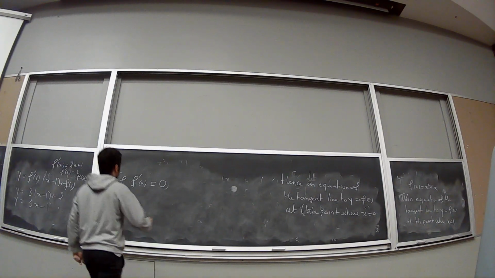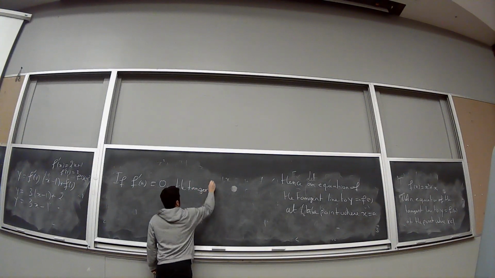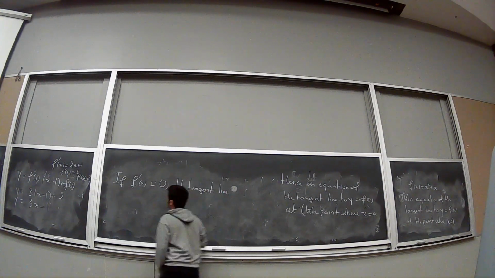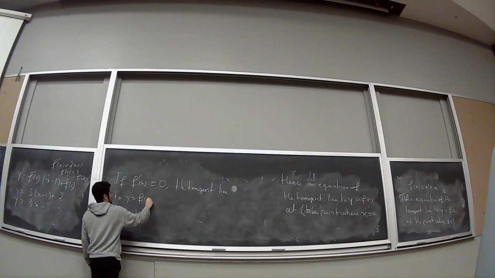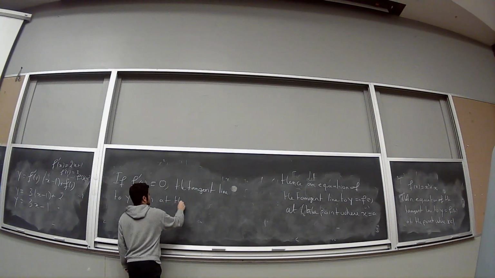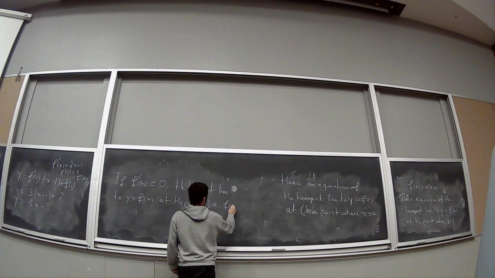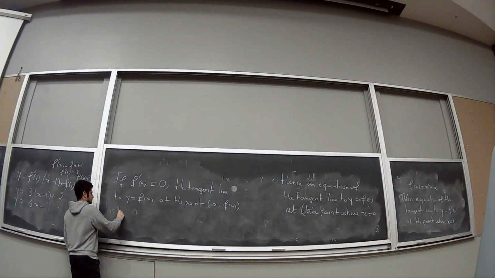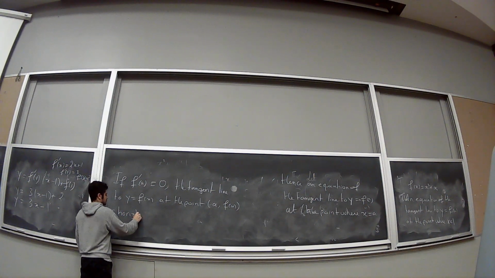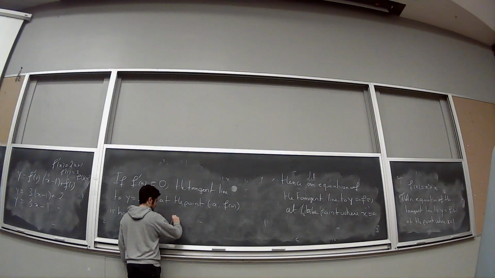If f prime of a is 0, the tangent line to y equals f of x at the point a, f of a is horizontal. Okay, so it looks something like this. Here, for example, the tangent line is horizontal.